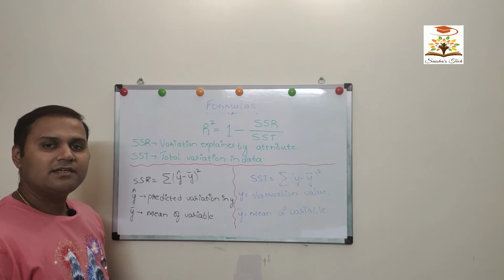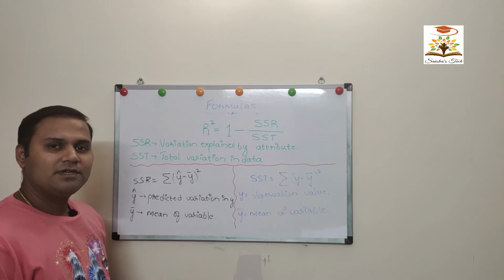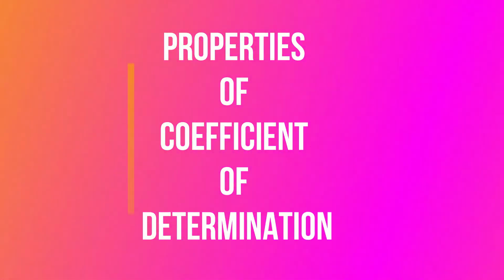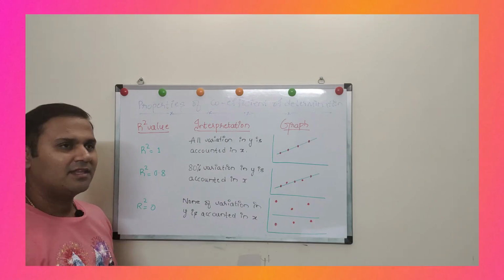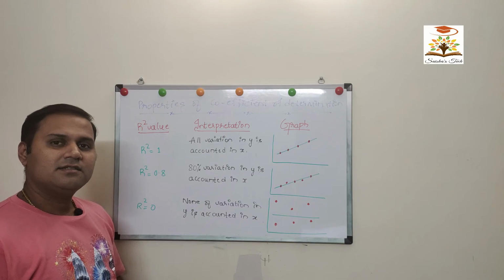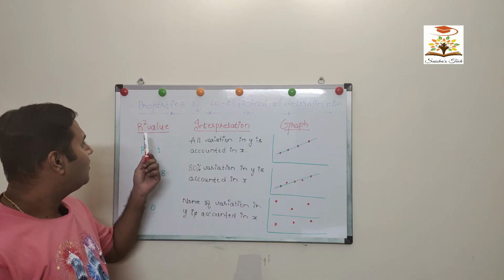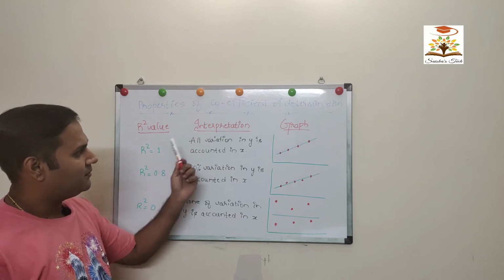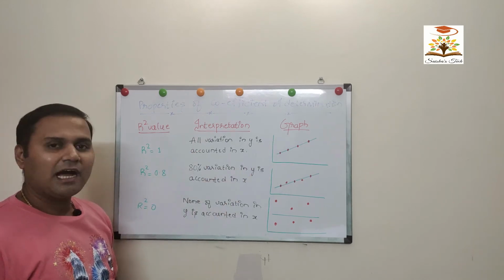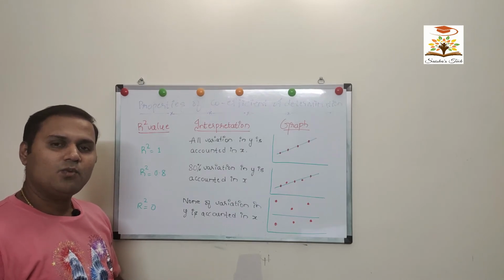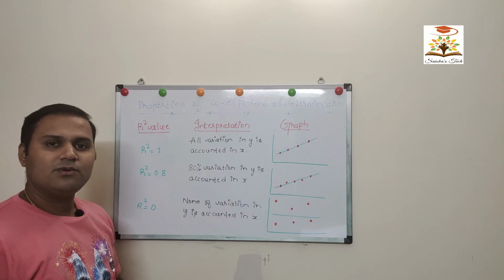Now let us understand properties of coefficient of determination. In the properties of coefficient of determination, we will understand three things: one is what the R-square value is, the second is the interpretation of that R-square value, and the third is the graphical representation of the R-square value. R-square value lies between 0 and 1, and if it is represented in percentage, then 0 to 100.